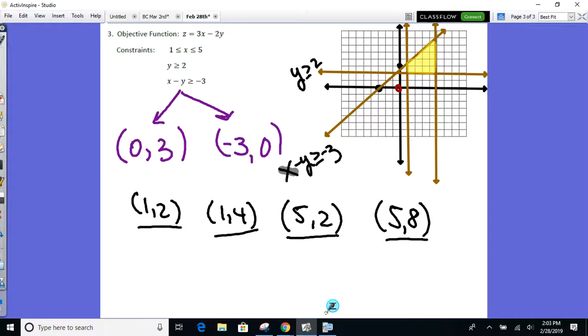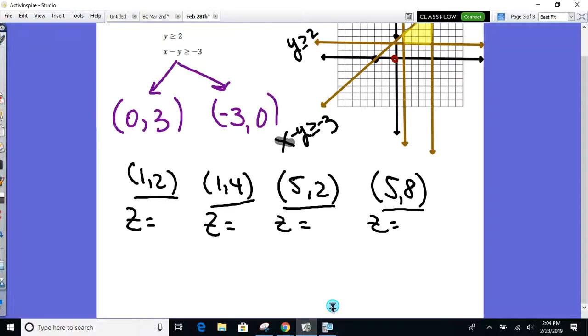Plug them all into the objective function. Let's find out where the max is. Feel like hardcore math students.